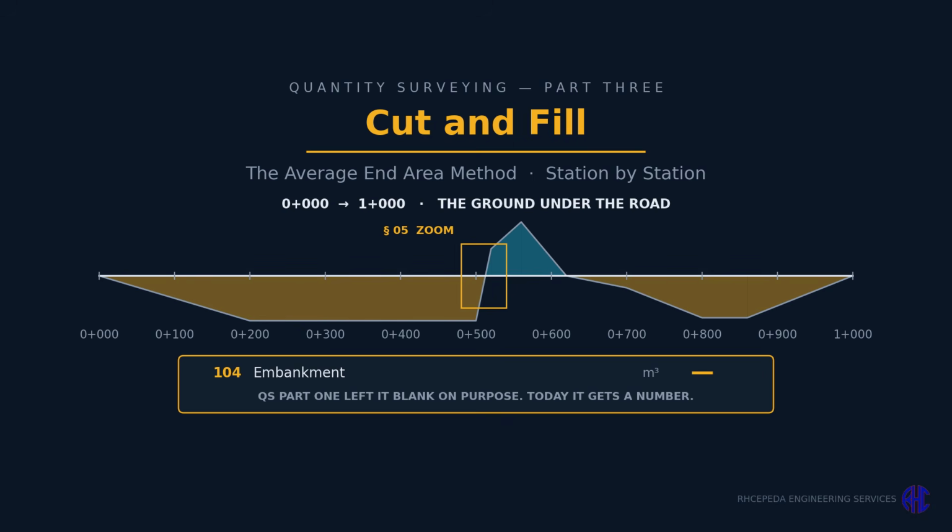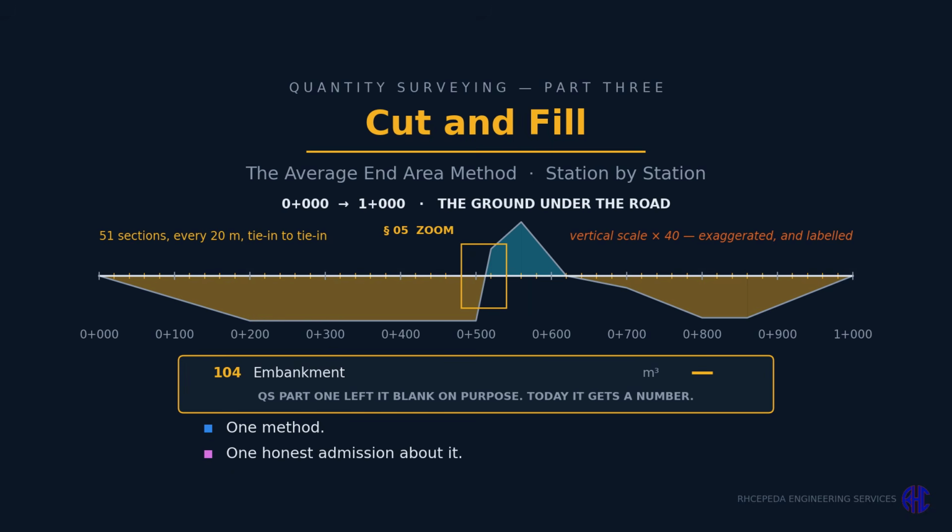This is the same road, seen from the side, a kilometre of ground that rises and falls under a road that will not. Vertical scale exaggerated, and labelled. Sections cut every 20 metres, tie-in to tie-in. One method. One honest admission about it. And one rule every textbook teaches, that is wrong by 30% on the solid you apply it to.